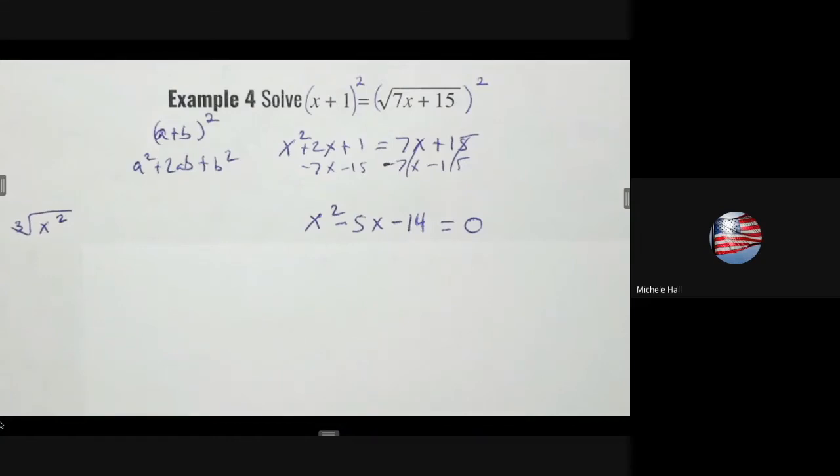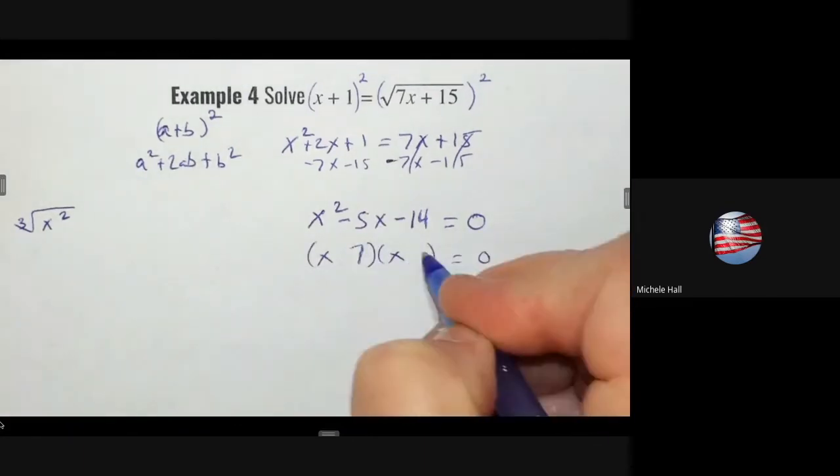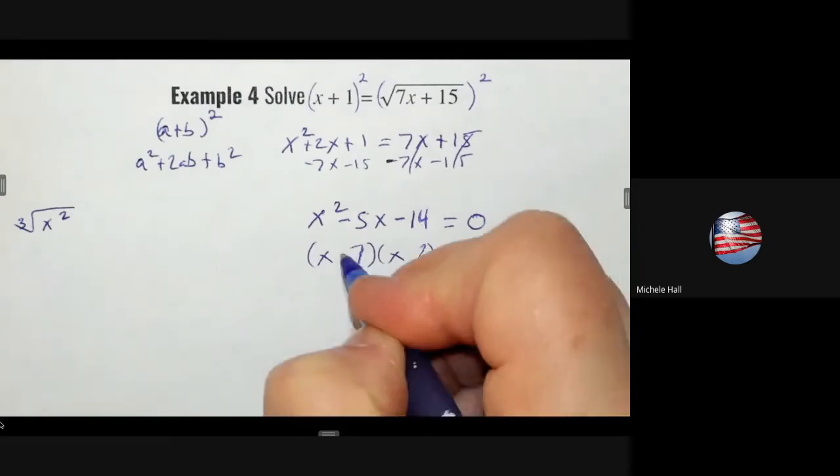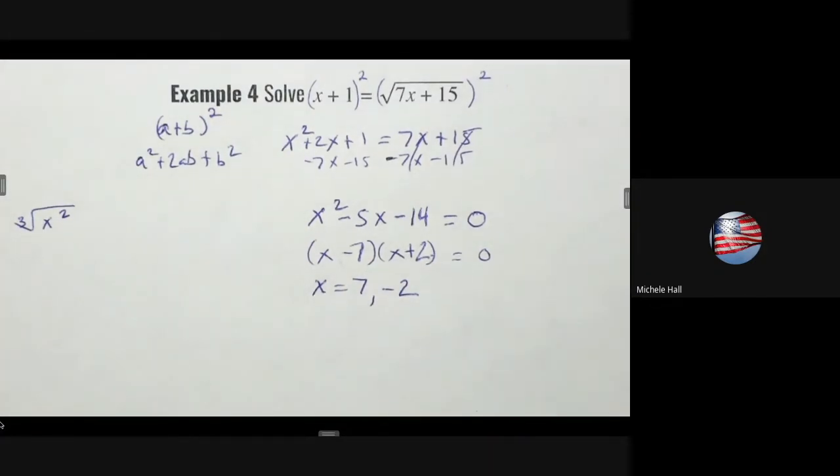Do you know how to solve for a quadratic? All right. What we need to do is we need to check, because sometimes we have extraneous roots.